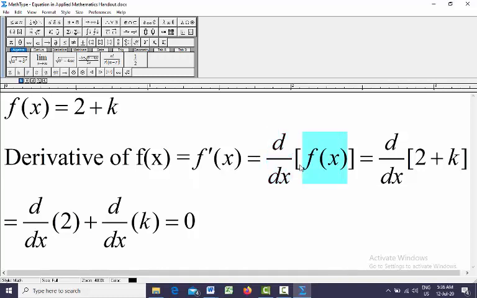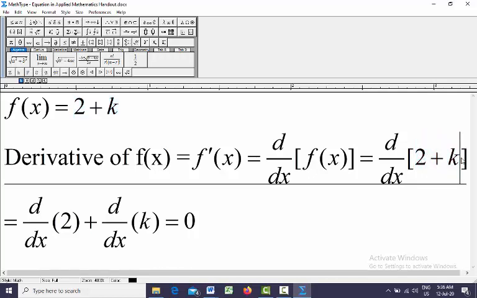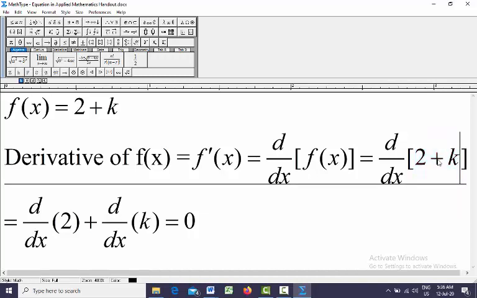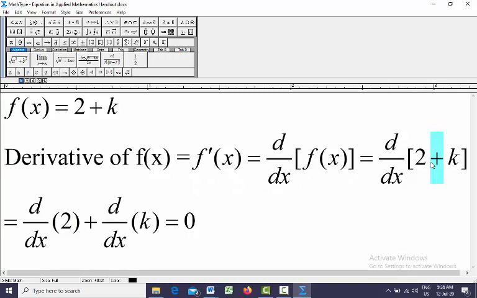So we need to do differentiation of f(x), and f(x), the function of x, is 2 plus k. That means we need to do differentiation of 2 plus k. When you get something like this, what do you have to do? If there is a plus or minus inside the function, you have to separate each part. That means you do differentiation of each part separately, so you can do differentiation of 2 first, and then of k.